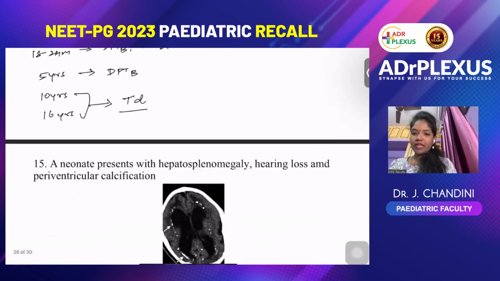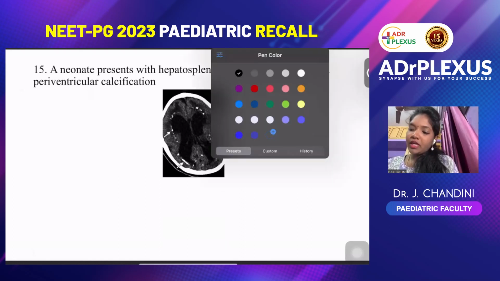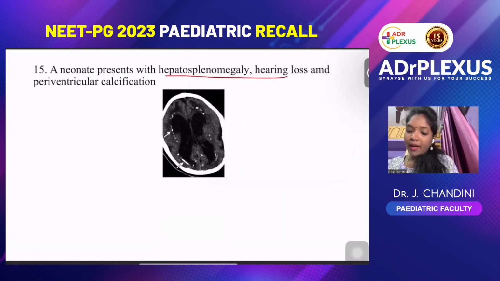Okay, going to the next question. A neonate presents with hepatosplenomegaly, hearing loss, and periventricular calcification. See, they are given an image. And these are the ventricles. Here you can see some dots. Okay. Can you see these white dots? They are nothing but calcifications in which area? In the area surrounding the ventricles. So that is why you call them periventricular calcifications.